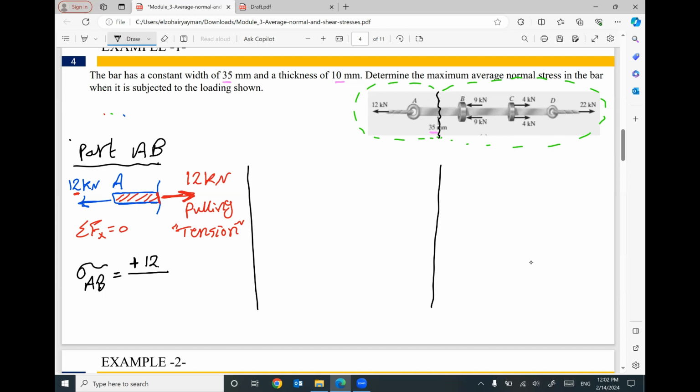the area of the cross section. The area of the cross section is 35 millimeter by 10 millimeter. Keep in mind, this bar in 3D looks like this. This width equals 35 millimeter. The thickness equals 10 millimeter. So this cross section, which is under the force 12 kilonewton, will have an area equal to 10 by 35.